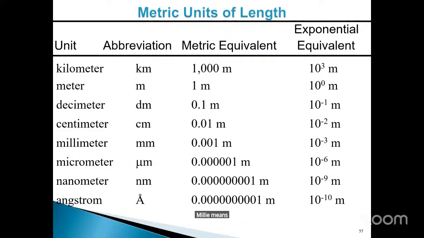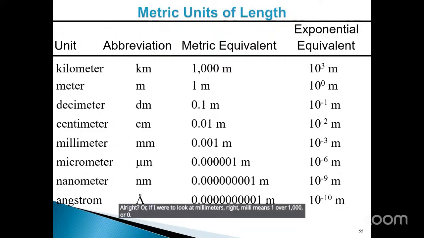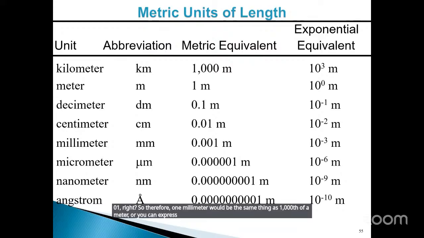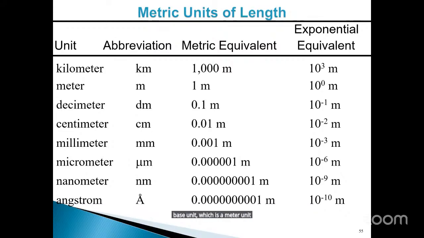Milli means 1 over 1,000 or 0.001, right? So therefore 1 millimeter will be the same thing as 1,000th of a meter, or you can express it as 10 to the minus 3 meters, and so on and so forth. So that's basically how you establish the relationship between the base unit, which is a meter unit, and the larger or smaller ones as determined by the prefixes.